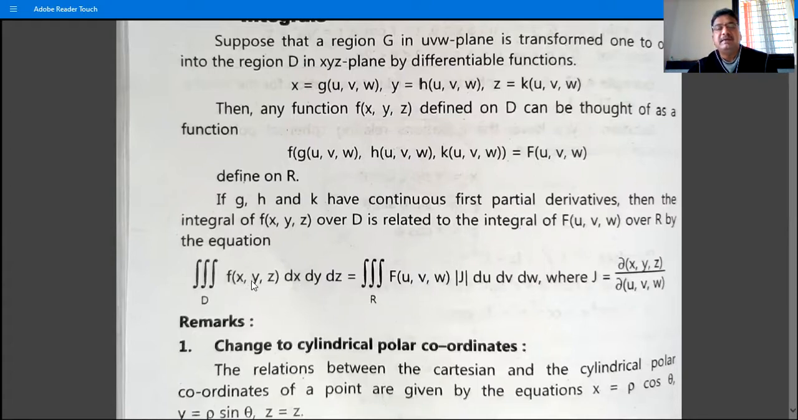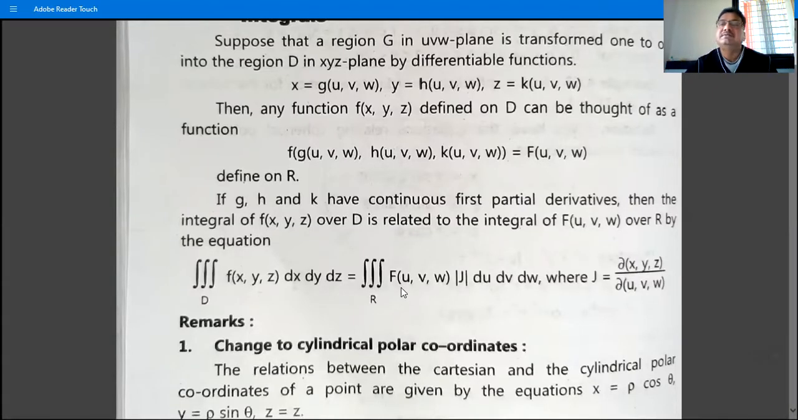That is, find the value by replacing x, y, z in terms of the new variables u, v, w. Suppose this function is converted to capital F, a function of u, v, w. That is, we substitute: x is a function of u, v, w, y is a function of u, v, w, and z is a function of u, v, w. This is the substitution. So this function is converted to another function.